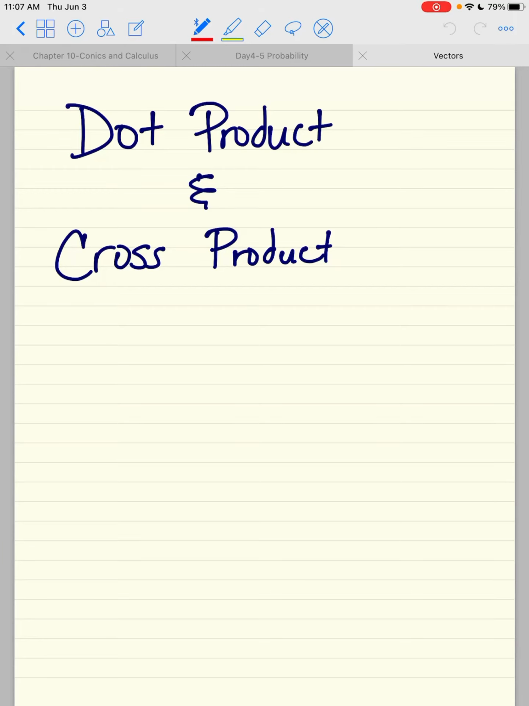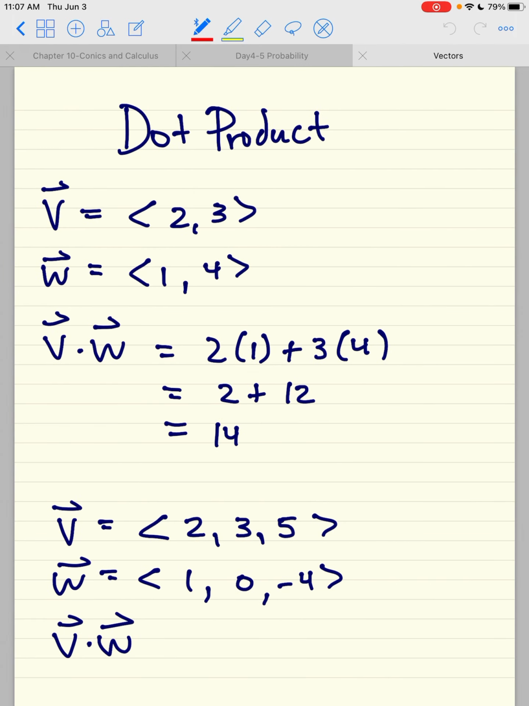Hey guys, welcome back. In this video, I'm going to teach you how to do the dot product and cross product of vectors. For the dot product, just a friendly reminder from pre-calculus, if you have a vector that has components 2, 3, and w to be 1, 4, we can figure out the dot product, sometimes called the inner product, by doing the following.